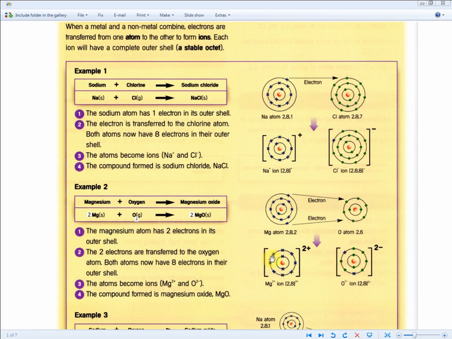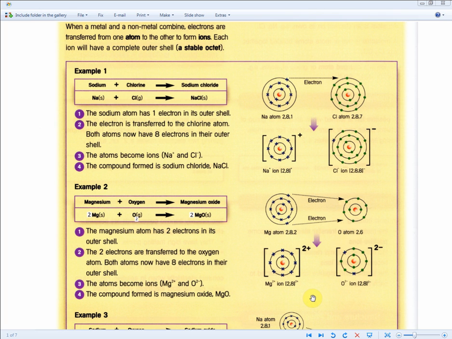So if you draw these two as they are, the marks actually come from the overall charges at the end, where Mg is 2 plus and O is 2 minus, and the second mark actually comes from the outer electrons, where 2 electrons come from the magnesium and go to the oxygen. So it's important to identify where the marks come from and where you need to concentrate your revising from the revision book.